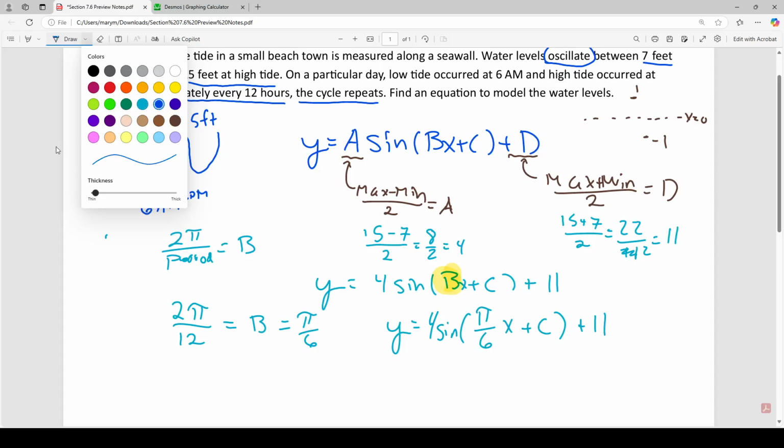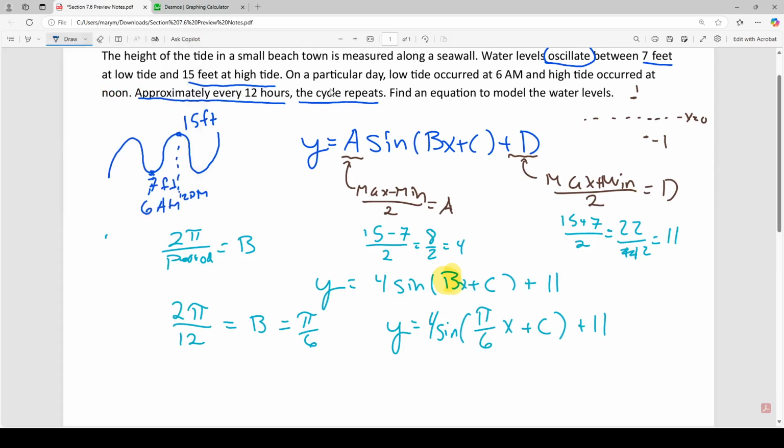So we can pick a value to plug into this function in order to solve for what c might be. Since we know in particular, for example, that at 6 a.m. the low tide occurs, and at noon the high tide occurs. We could go ahead and plug in some of those values.